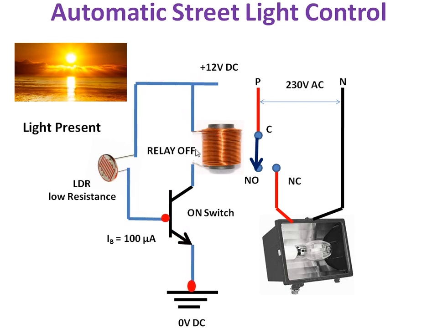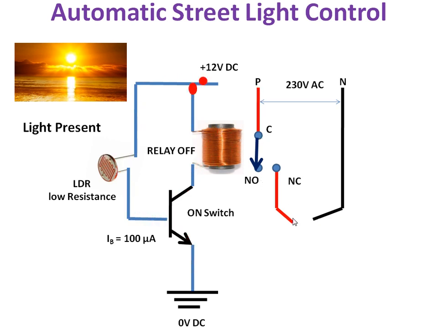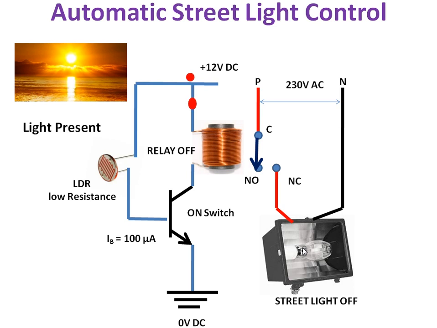So once the relay becomes on, what will happen? Here you have to change it to on. So now the relay will become on. So this will be switched from NC to NO. So the light will become off. Again I am playing this video. So once the relay is on, when the relay is on, this switch will be transferred to NO position. So there won't be any current flow to the light. Your street light will be turned off.